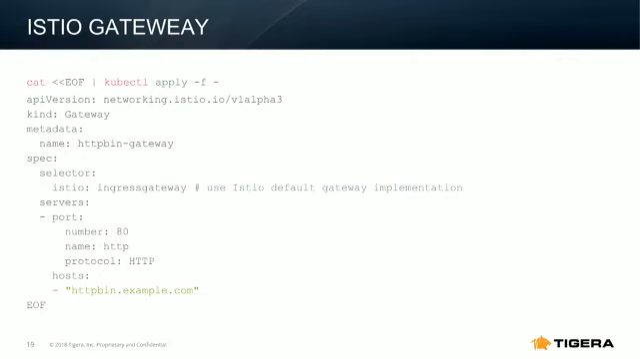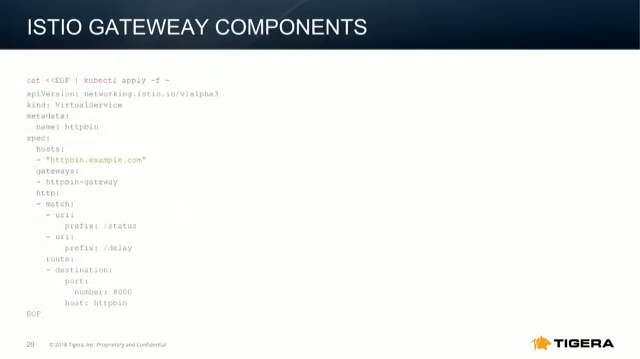You can have more than one gateway object pointing to the same deployment. The service basically says for that given host, http://bin.example.com, what are its gateways? This is what links you back to the gateway service that we just did, the HTTP bin gateway.